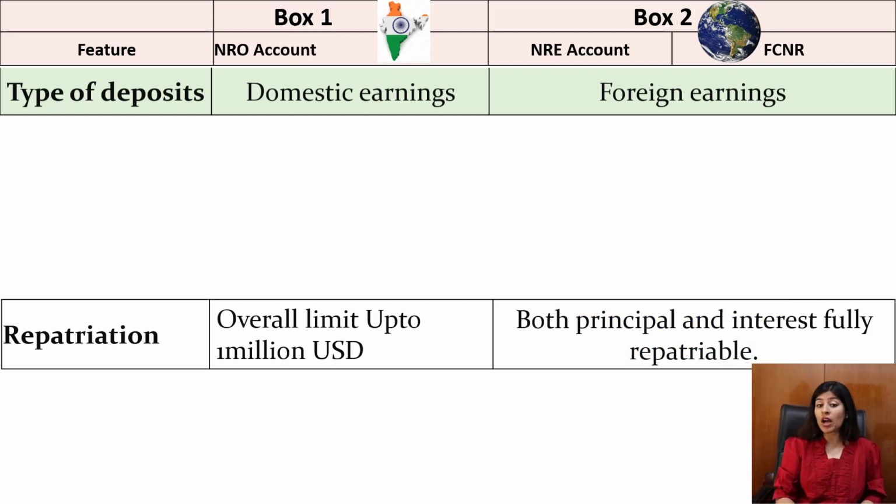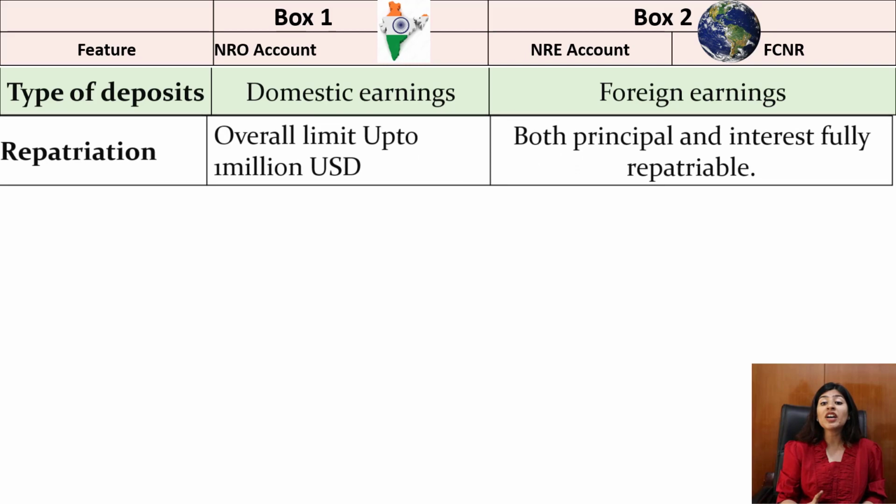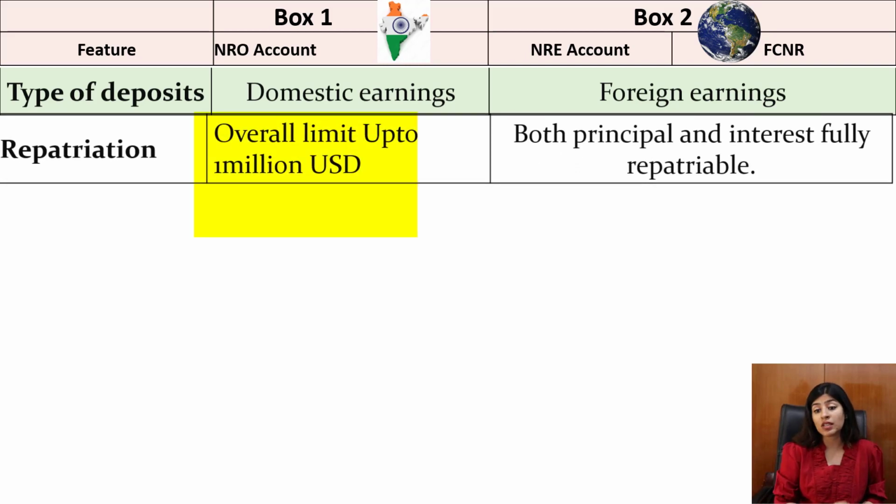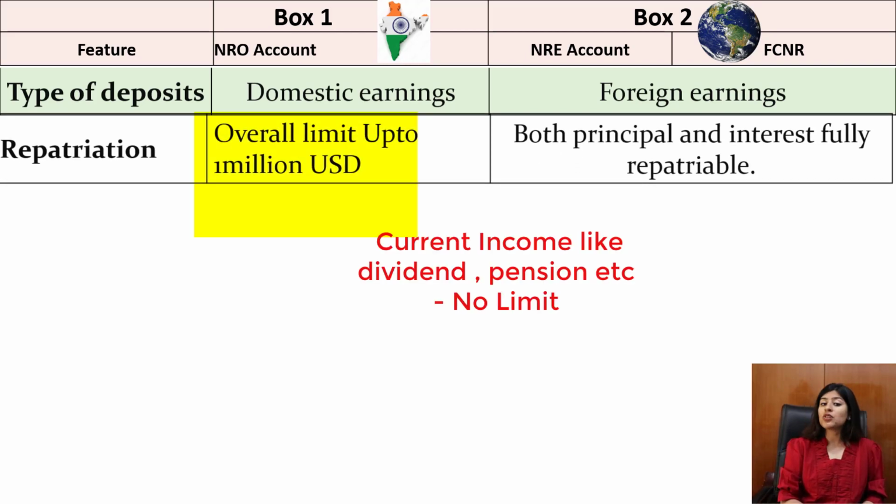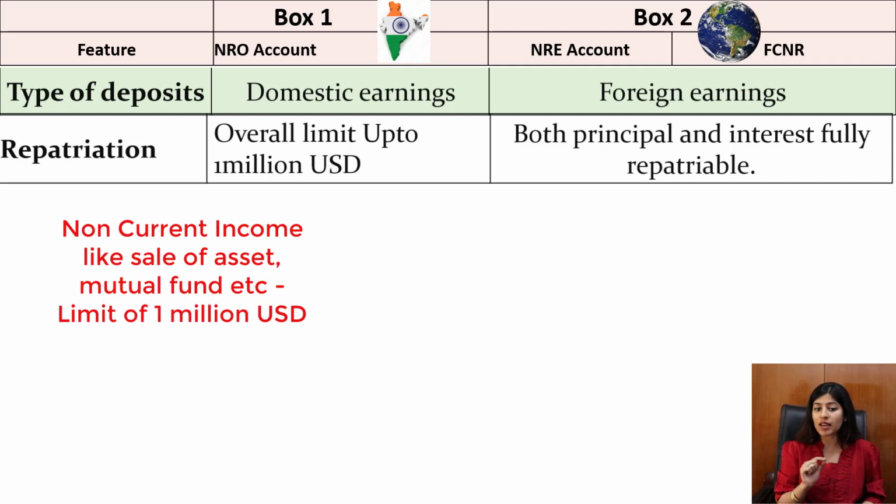But in the NRO account, there's a restriction of 1 million USD on your non-current income. This means that your income from interest, dividend, rent, pension, etc. can be freely repatriated. But income from the sale of assets, investments, and mutual funds is subject to the limit of 1 million USD. This provision is created so that the assets of India are not subject to flowing abroad.